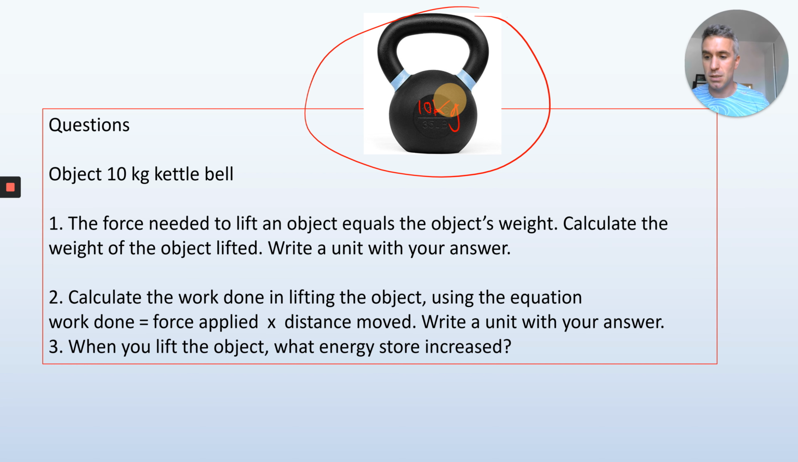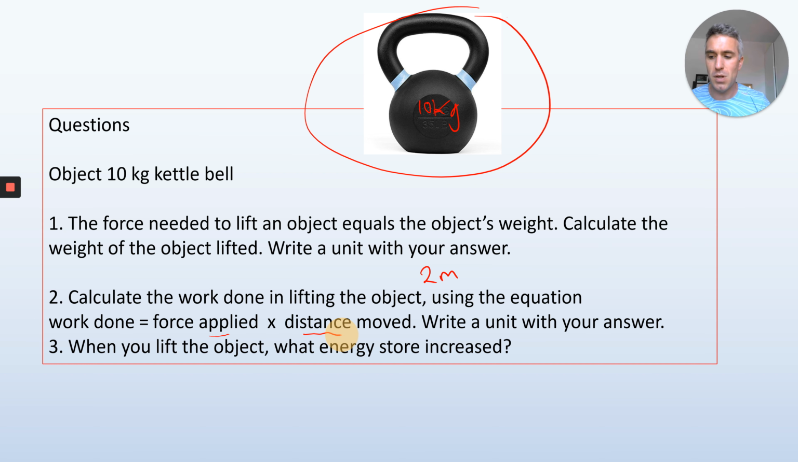Calculate the work done in lifting the object. Use an equation. I haven't put a number in. Lifting the object, we'll say 2 meters. Lifting it above your head. You're doing your exercises and you're lifting the bell above your head. Lifting the object 2 meters. Use the equation work done equals force times distance moved.